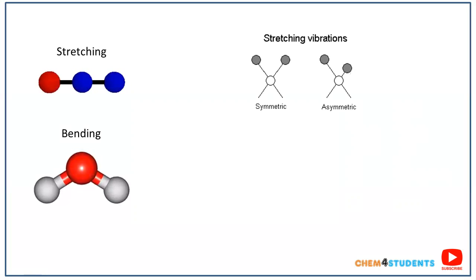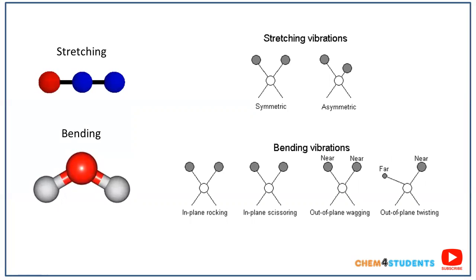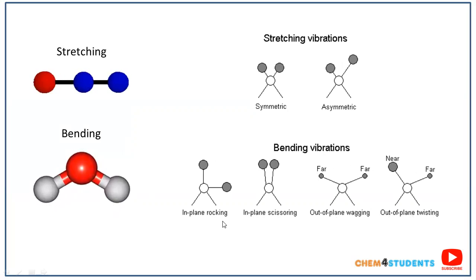Coming to the bending vibration, here we can see the change in bond angle. These bending vibrations are of four types, in which two are in-plane vibrations, rocking and scissoring, and two are out-of-plane vibrations, wagging and twisting. In rocking, the bond angle is maintained, but both bonds move within the plane. Whereas in scissoring, the bond angle decreases, but it moves within the plane. Coming to wagging, both atoms move to one side of the plane. Whereas in twisting, one atom is above the plane and the other atom is below the plane.